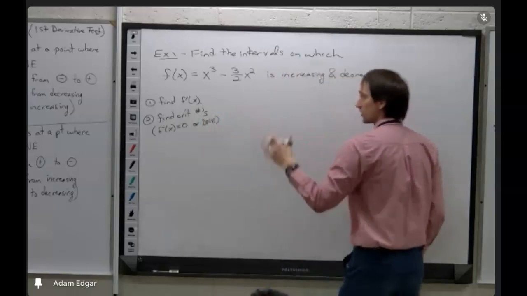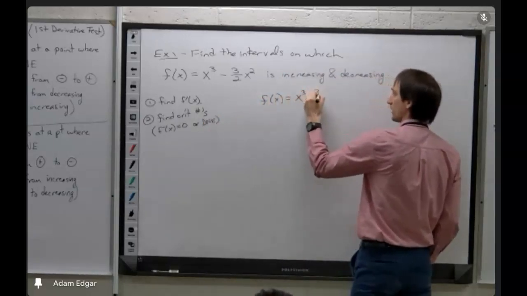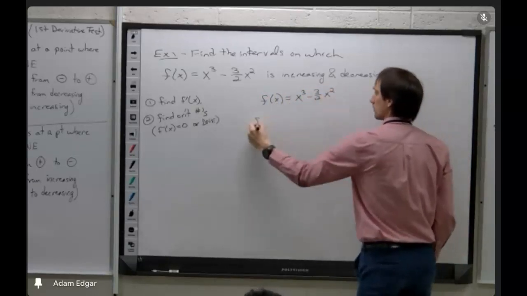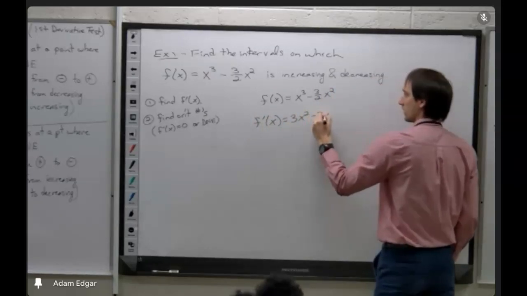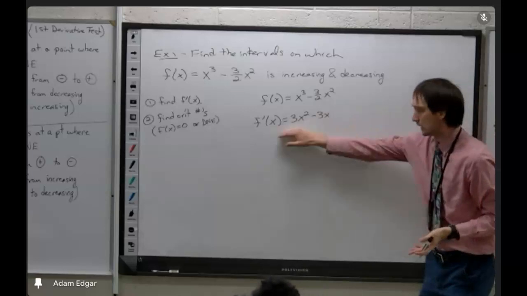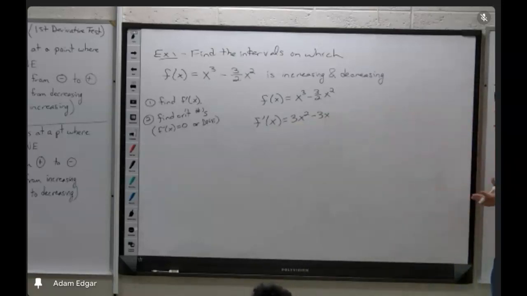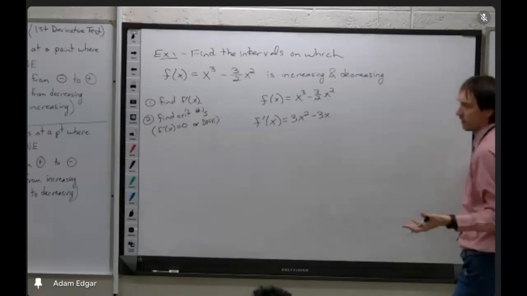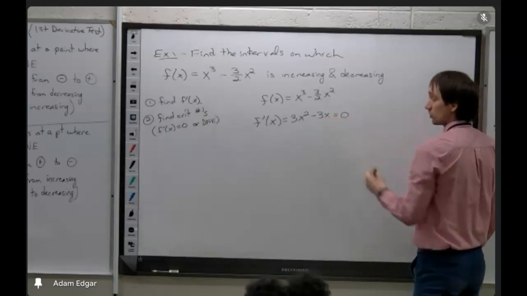So let's take our function and differentiate it. What is f prime of x here? That's going to be 3x squared minus 3x. And then you think to yourself, is that ever going to be undefined? No, because there's nothing weird here. There's no fraction, no negative exponent, nothing to cause division by 0 anywhere, so that will never be undefined. So it will only ever be able to equal 0 to give us critical numbers.